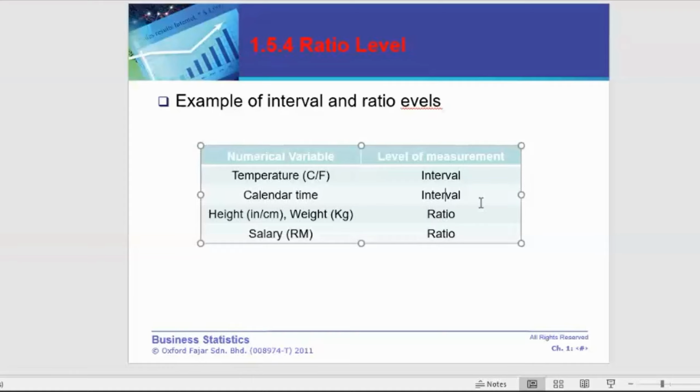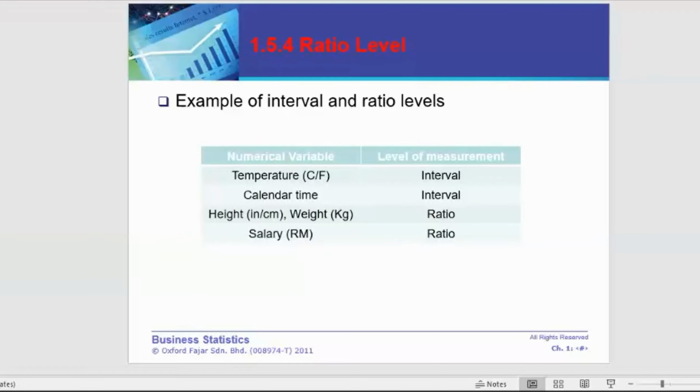Height and weight are ratio, and salary is ratio, because we have the 0 point. If the height is 0, it means there is no height, an absence of height, same as the weight. When we say the salary is a ratio, because when we say 0 salary, it means you don't have a salary, okay? So the main difference between the interval and ratio is the 0 point. There is a 0 point in the ratio level.